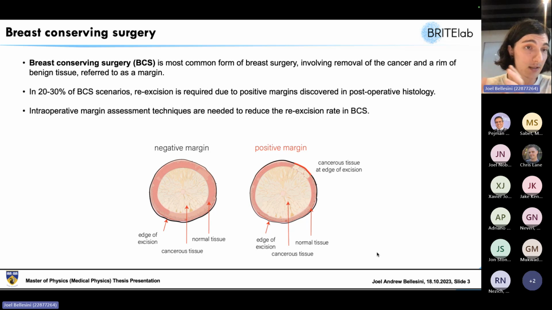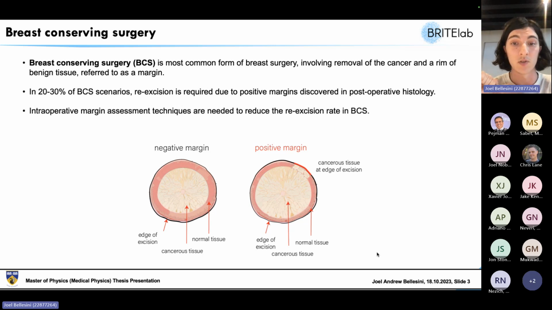And in current states of breast-conserving surgery, it's a 20 to 30% rate in which re-excision is required due to positive margins being discovered in post-operative histology. And this naturally has its list of several negative implications, including and not limited to delayed or increased recovery times, delayed adjuvant treatment and poor cosmetic outcomes.